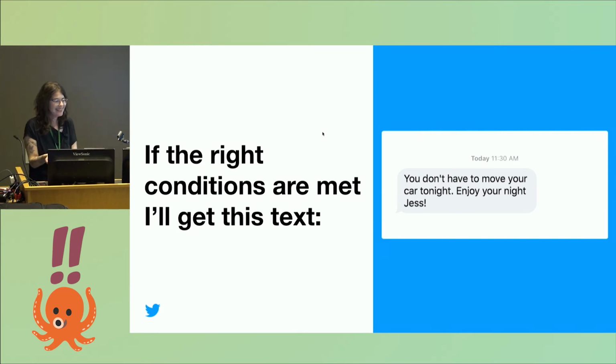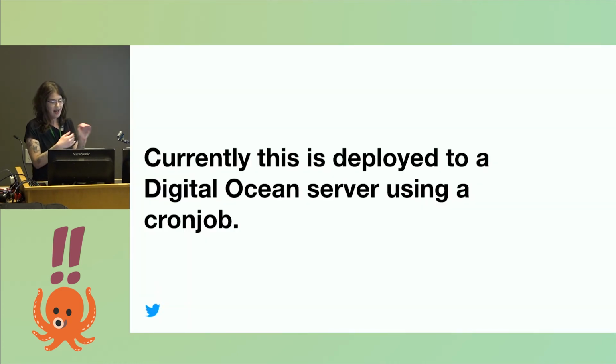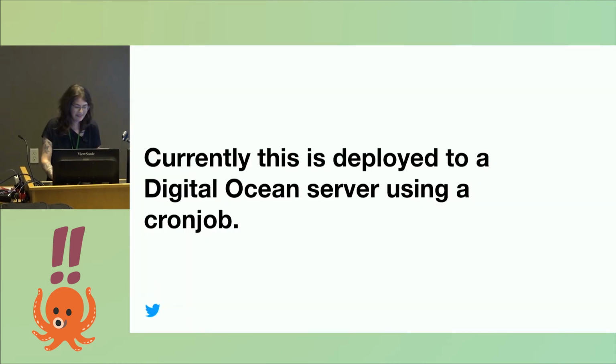So this is what the text message looks like for me right now. It tells me that I don't have to move my car. And this is currently deployed to a DigitalOcean server using a cron job.